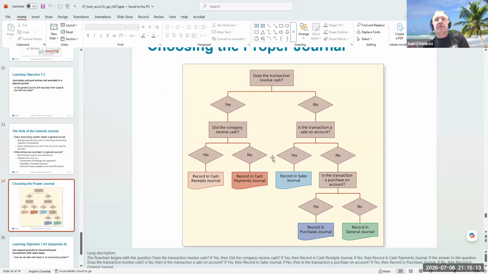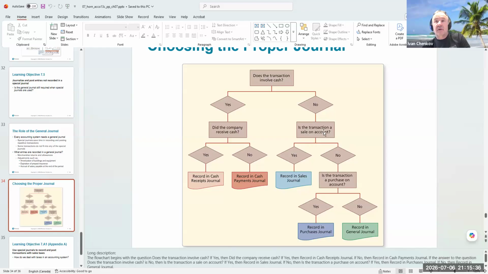Are you paying or receiving? I'm neither paying cash nor receiving cash. Then the answer is no. So then you're going to ask yourself, is the transaction, which is not involving cash now, related to the purchase or sales?